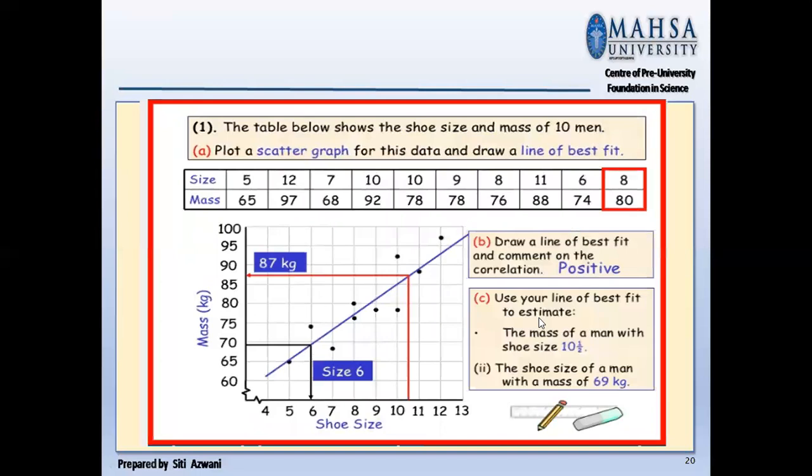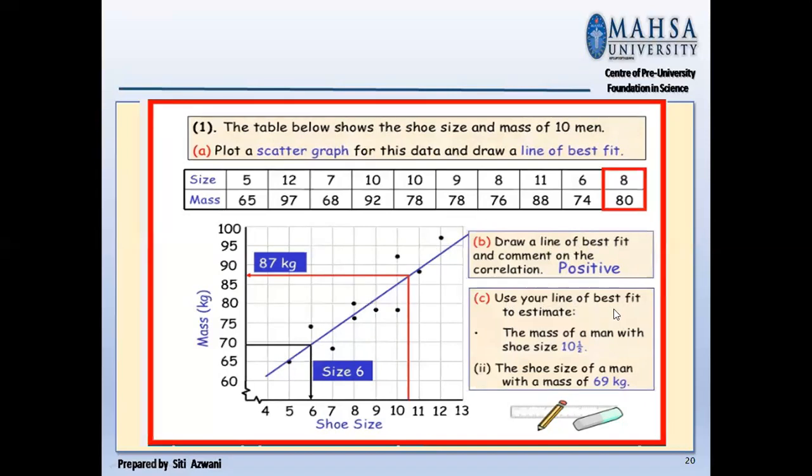Okay, after you draw all the points, plot and then draw a line of best fit using a ruler. This is for a straight line graph. Here you have your line of best fit. Draw a line of best fit and comment on the correlation. You have what we call a positive graph.